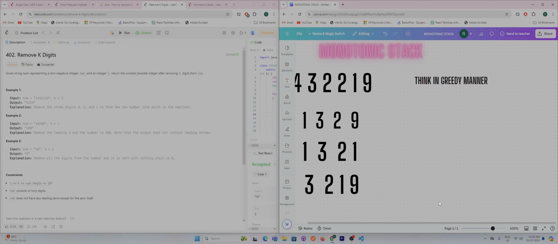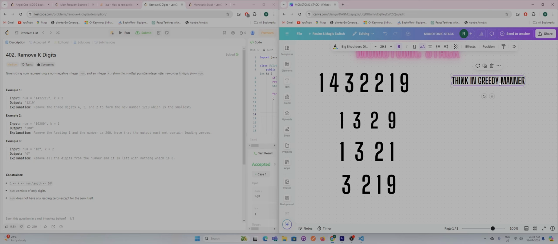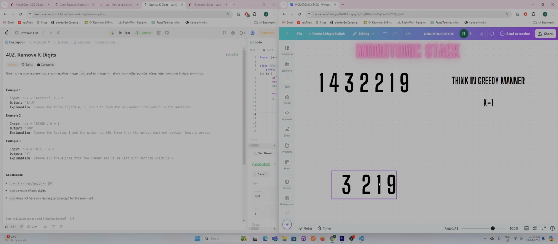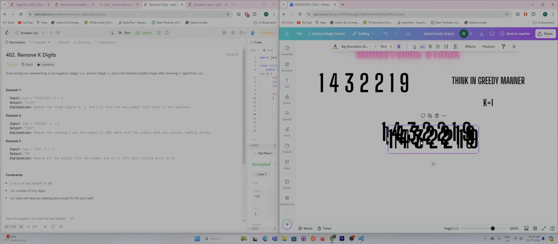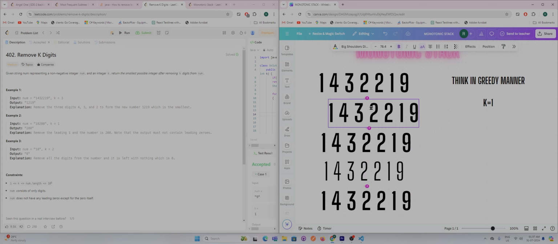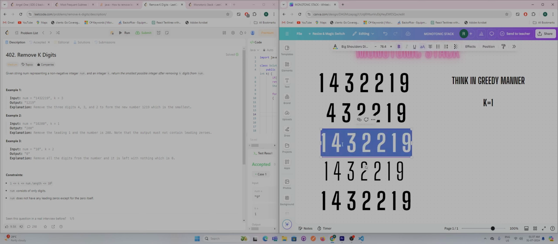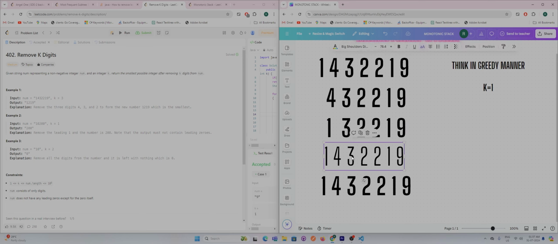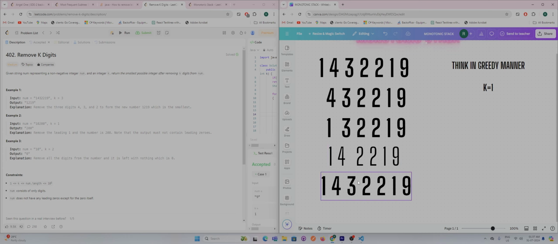So I'm thinking in the greedy manner. First I'm going to start with k equals 1. I'm going to remove 1 digit from this number such that it becomes the smallest. Not thinking of removing 2 digits or 3 digits, just remove 1 digit. So find out all the combinations there are. I'm over explaining it a bit, but eventually you should be able to get it on your own. So I'm removing 1, I get 432219. I'm removing 4, I get 132219. I'm removing 3, I get 142219. I'm removing 2, I get 143219.